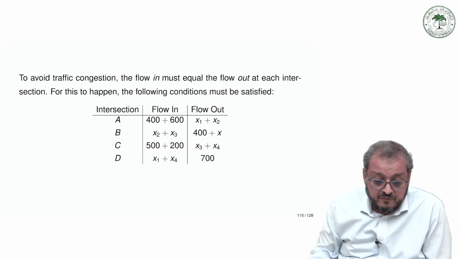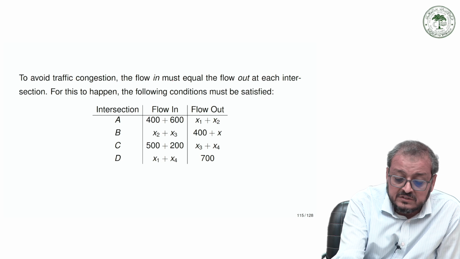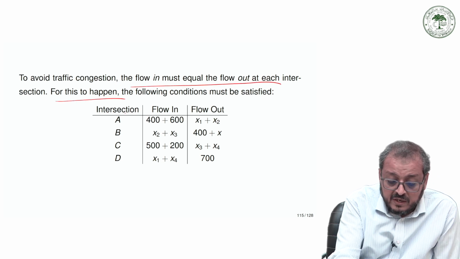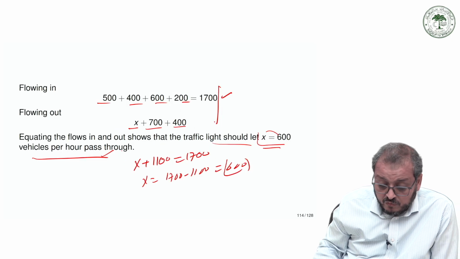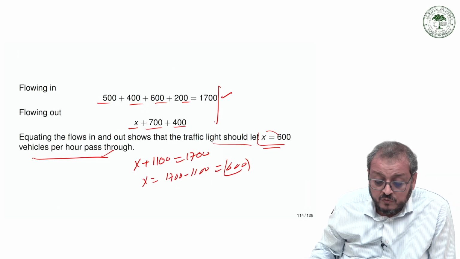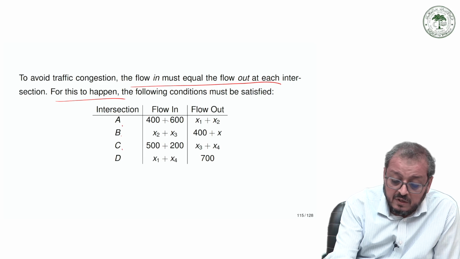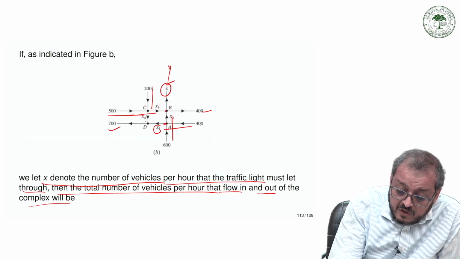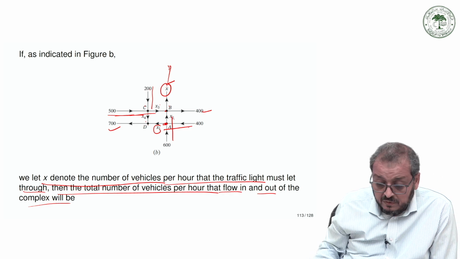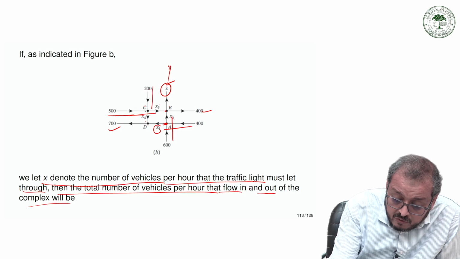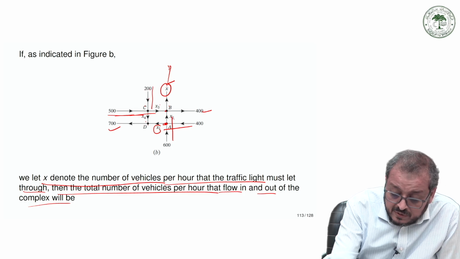Now, to avoid traffic congestion, flow in must equal flow out at each intersection. We have intersections A, B, C, D. For the flow in at intersection A, we have 600 and 400, so 1000 is the flow in.